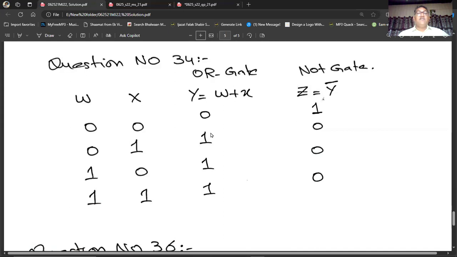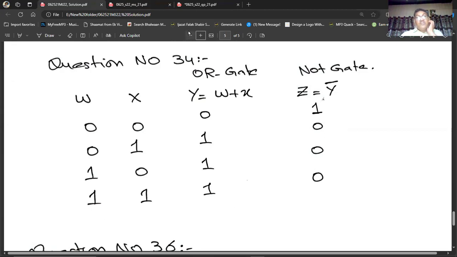0, 1, the answer will be 1 because you are adding them. So you invert it, the Z will be 0. 1, 0, the answer will be 1. And when you invert it, the answer will be 0. So 1, 1, you add them, it becomes 2, that is 1 in Boolean algebra. So when you invert it, the answer will be 0.